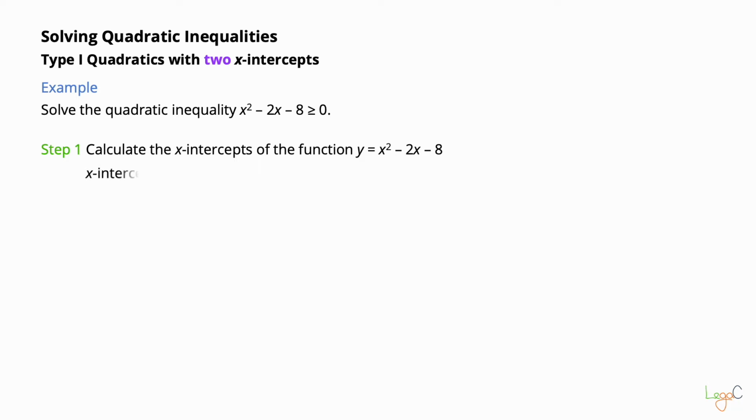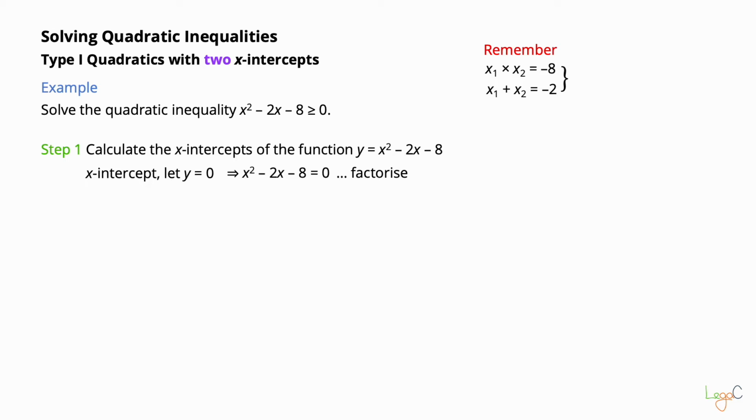For this, we are going to let y equal 0. This means that x squared minus 2x minus 8 equals 0. Let's factorize this. Remember, we need two numbers that multiply to negative 8 and add up to negative 2. And these two numbers are 2 and negative 4.